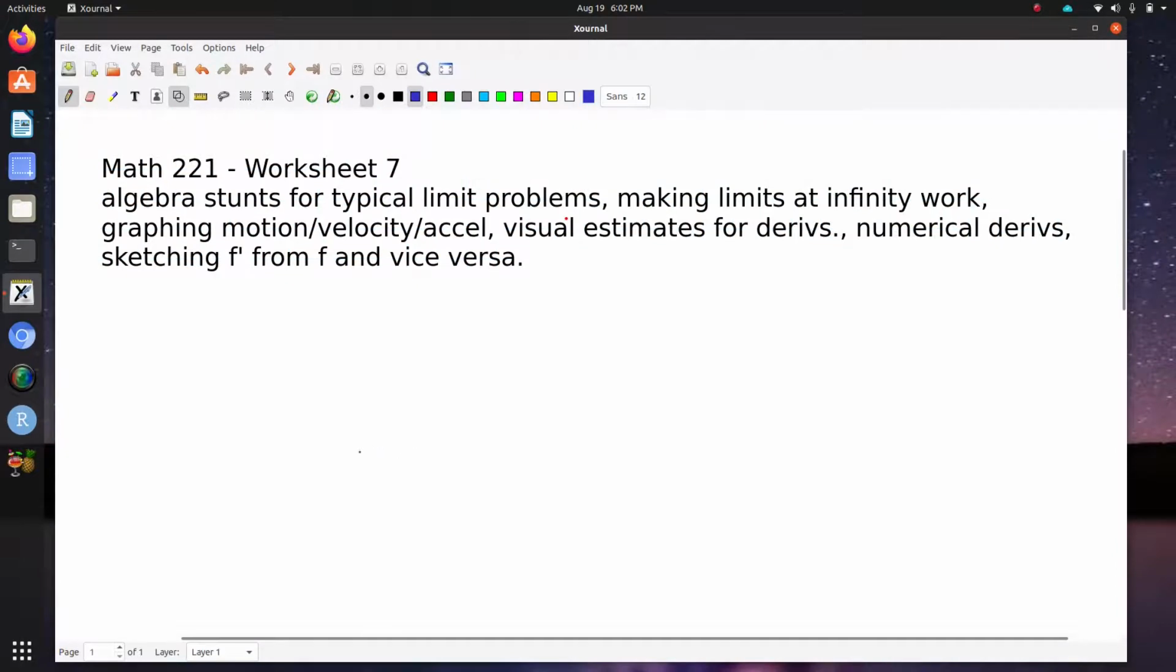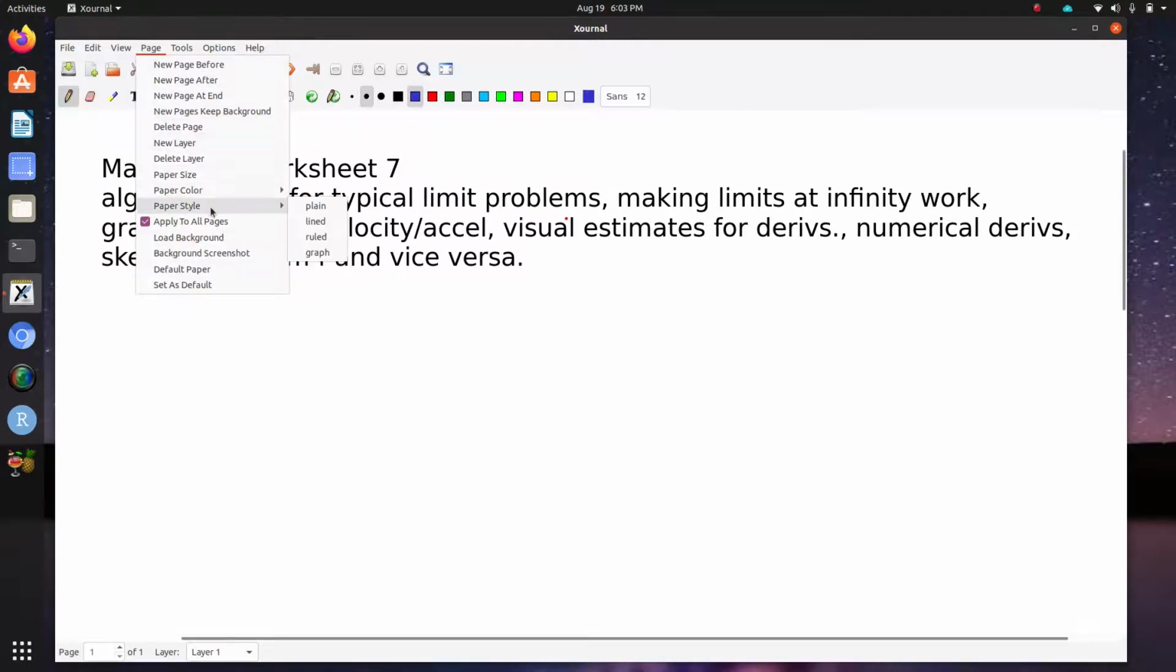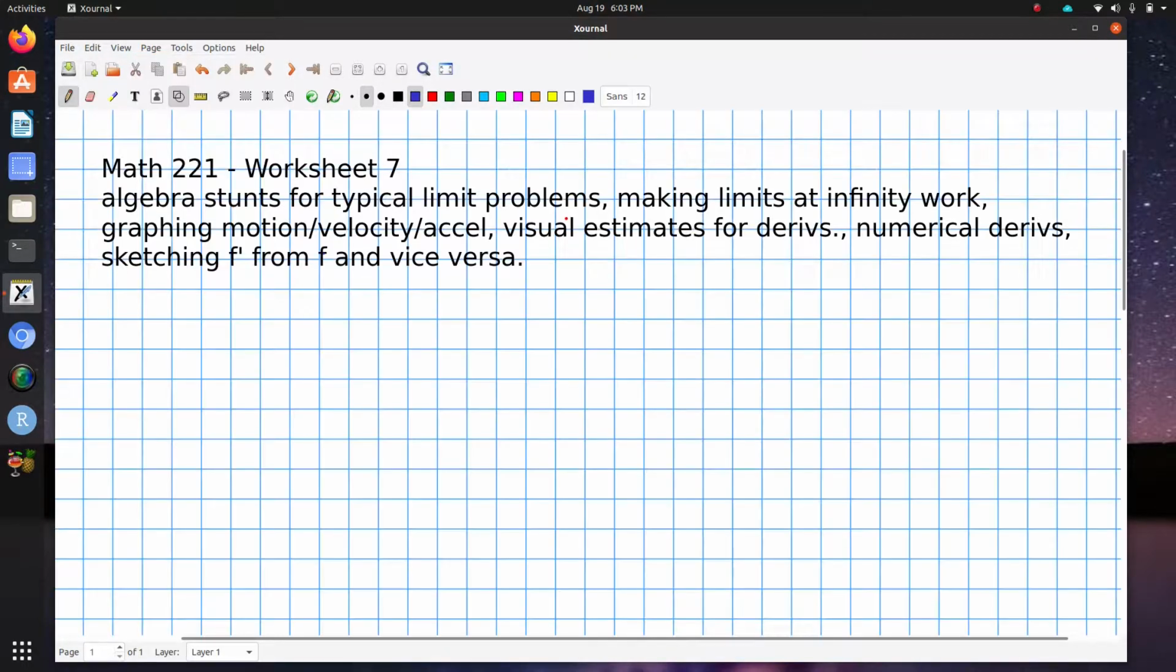And while we're talking about that, maybe I should put that graph paper back up. Hold on a second. So if you're doing some kind of visual estimate of the derivative of something, it's nice if you're on graph paper, but you don't always get that luxury, but sometimes you do.